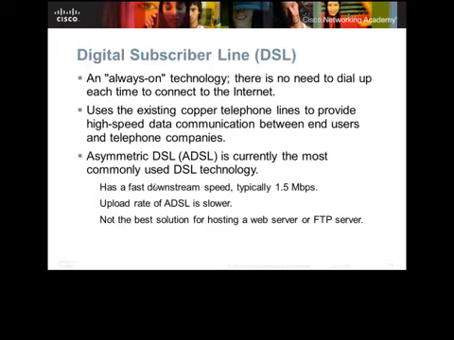DSL is a common type of internet connection that people use. It's an always-on technology that uses the existing copper telephone lines to provide high-speed data communication. ADSL is probably the most commonly used technology. There are some other technologies out there. The ADSL offers speeds of 1.5 megabits per second. Here locally, Qwest uses the ADSL type of DSL. The upload speed is a little bit lower than the 1.5 megabits per second, so it's not the best solution for hosting a web server or FTP server.